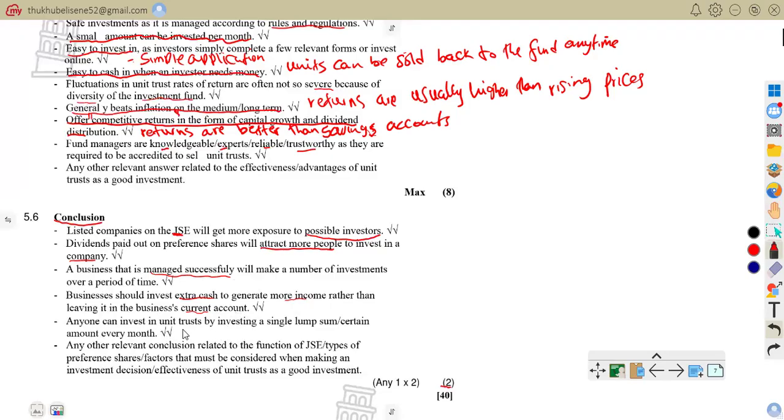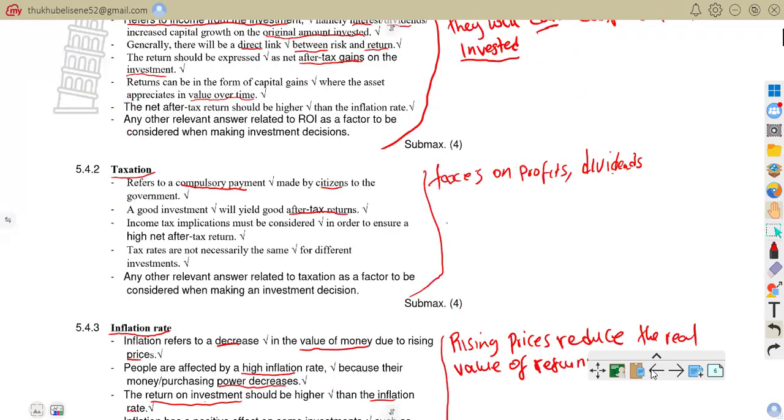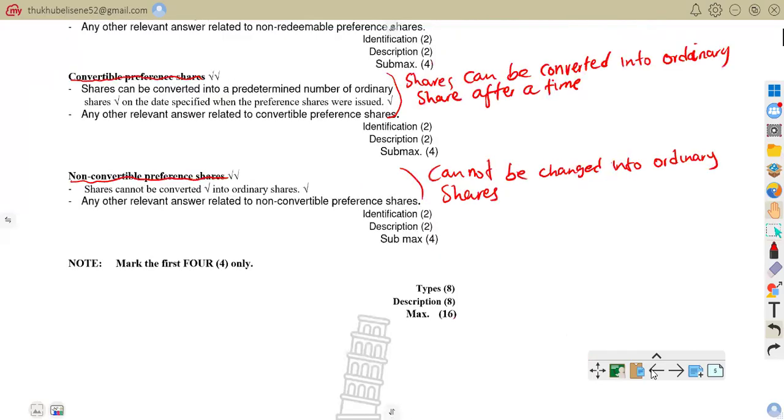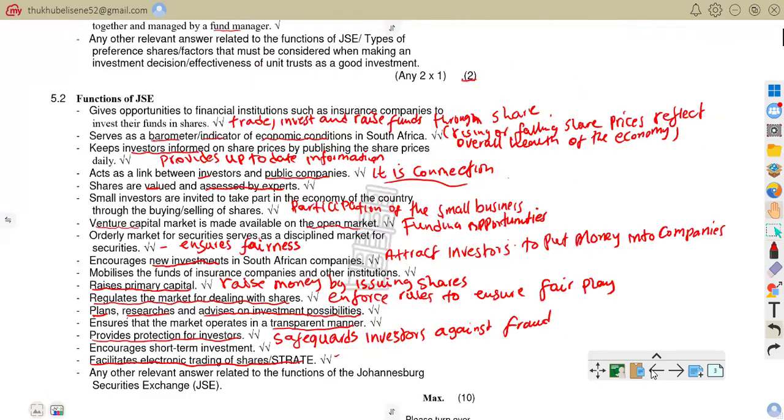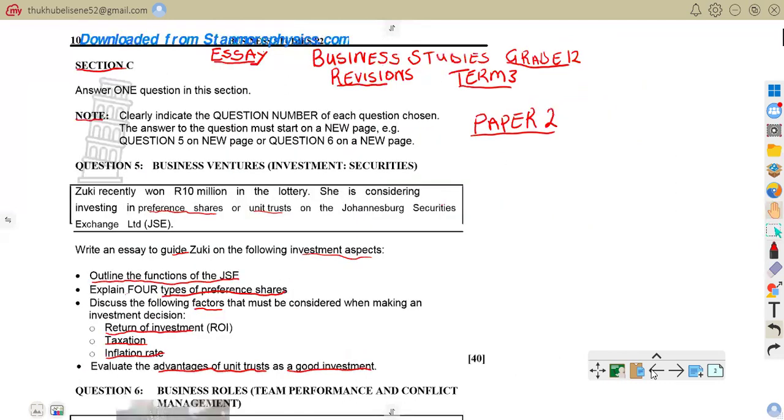Anyone can invest in a unit trust by investing a single lump sum or a certain amount every month. So that is the conclusion of our question 5. Now we are to move on to question 6. Let us go to question 6 and see what it holds for us.